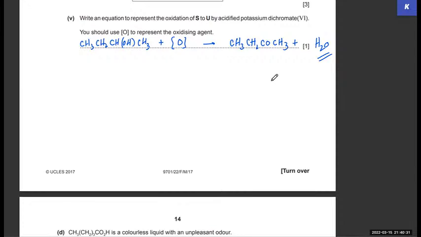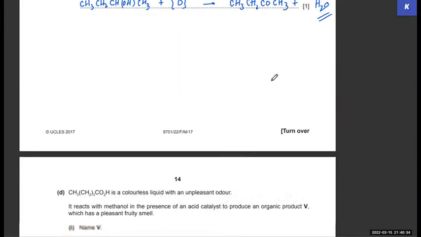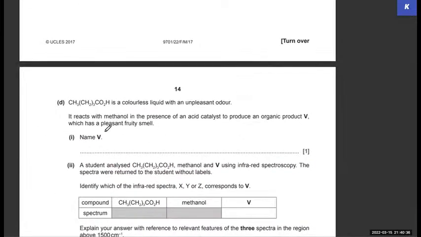अच्छा, अब ये कि next है name V. क्या V? He's saying it reacts with methanol to produce an organic product V. So carboxylic acid and alcohols, they would react to produce esters. I said this one, carboxylic acid.